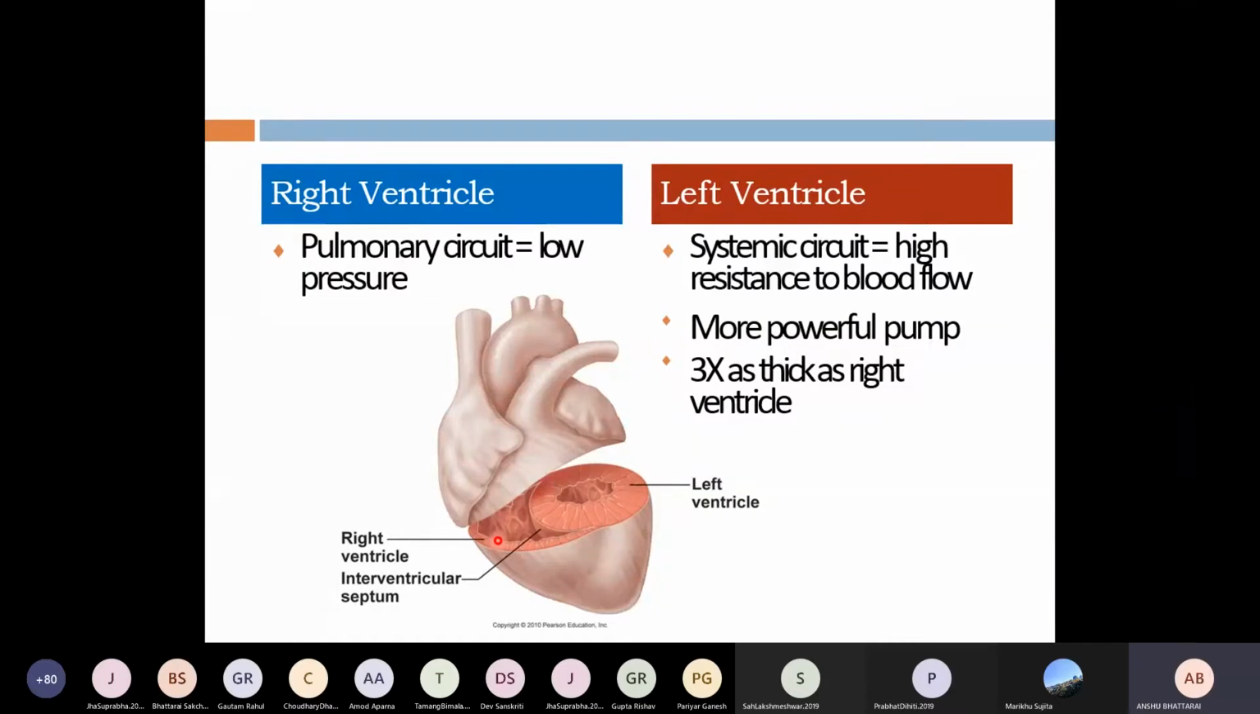Because if you remember, from the right ventricle, blood passes to the pulmonary artery, right? So to the pulmonary circulation where the pressures are very low. Whereas from the left ventricle, the blood has to pass to the aorta, where there is systemic circulation and the pressure is much higher. So there is high resistance to blood flow, and the left ventricle has to work much harder than the right ventricle, and that is why it is a much more powerful pump, and it is 3 times as thick as the right ventricle. As you can see over here as well, the walls of the right ventricle are quite thin, whereas the walls of the left ventricle are very thick.